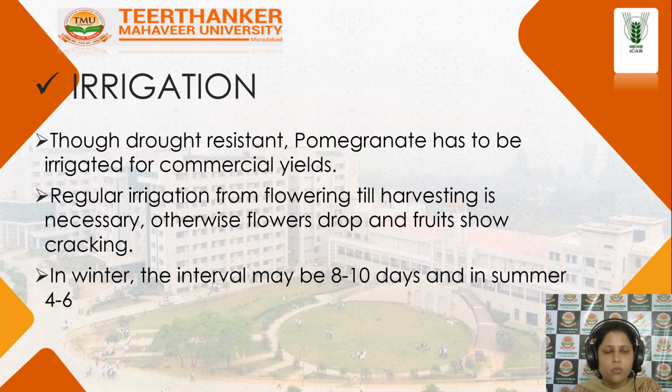Now if we talk about water requirement of the crop, though pomegranate is a drought resistant fruit plant, it has to be irrigated for commercial needs. Regular irrigation from flowering till harvesting is very necessary, otherwise flowers drop and fruit show cracking. In winter the interval may be 8 to 10 days, and in summer 4 to 6 days.